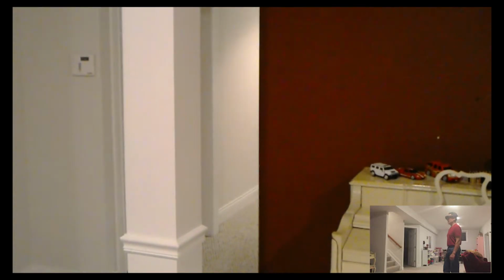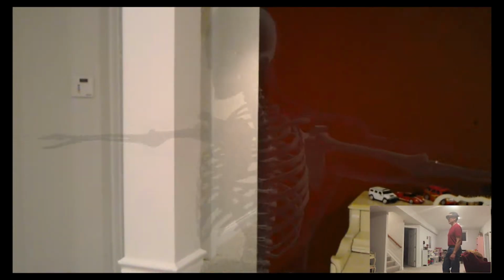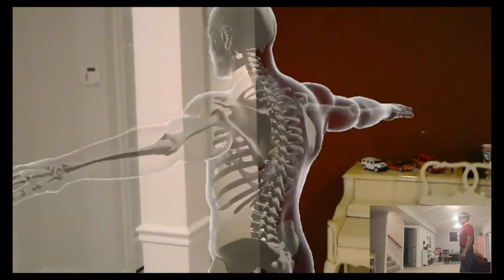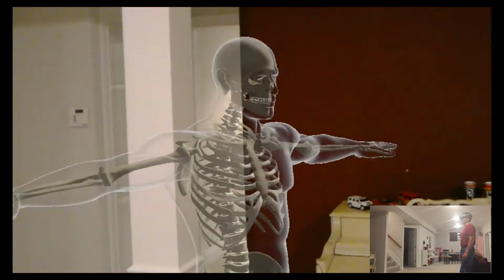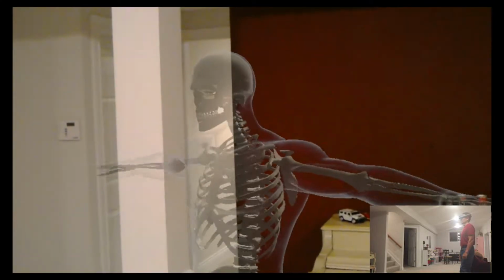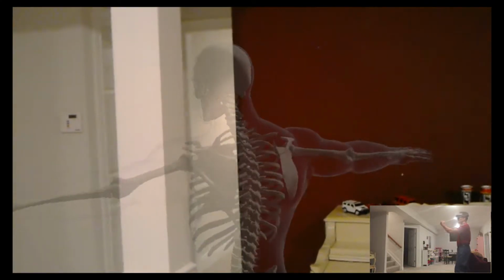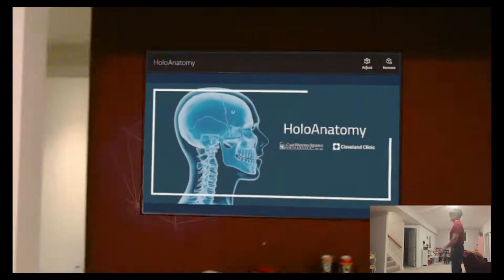The systems level view we get from HoloLens aligns perfectly with Case Western Reserve University and Cleveland Clinic's health education collaboration. We are looking forward to sharing our full holographic medical anatomy curriculum with the world to advance medical education.